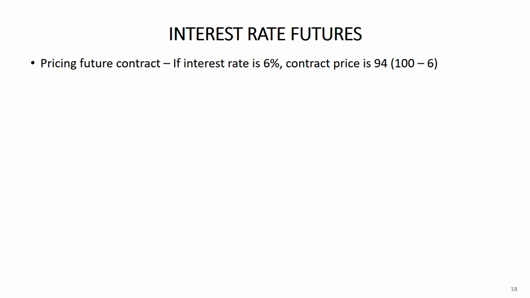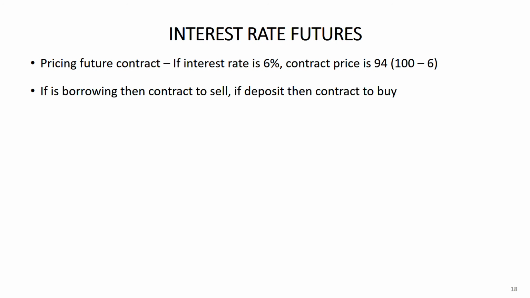Let's go to interest rate future. This is how you have to price the future. You might not be given the price of the future directly. You might just be given the interest rate, and based on the interest rate itself, you can find the price. Sometimes it could be the other way around: you might be given the price of the future but not the interest rate. Still, if one is given to you, the other you can find out. How? Let's say if interest is 6%, contract price will be 100 minus that interest rate. That means it will be 94, 100 minus 6. This is how you price an interest rate future contract.